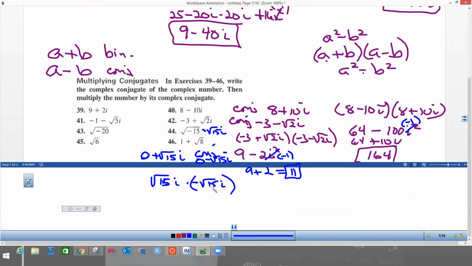So this is going to be a negative 15, because negative times a positive is a negative, and radical 15 squared brings that out, and then I got an i squared. And again, just like the rest, i squared is negative 1. So negative 15 times negative 1 would make this positive 15.